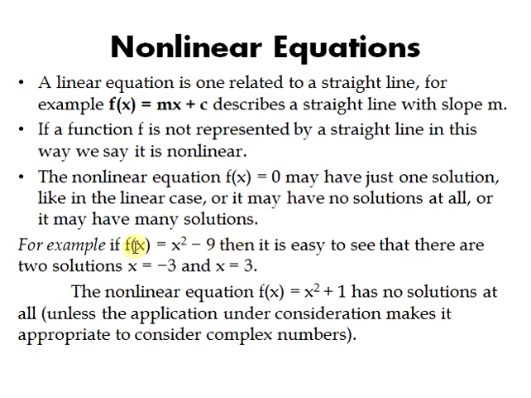For example, we can consider this very simple nonlinear equation where f(x) = x² − 9. This one can have two definite solutions: one is +3 and the other one is −3. Whereas this nonlinear equation, f(x) = x² + 1, has no solutions at all.